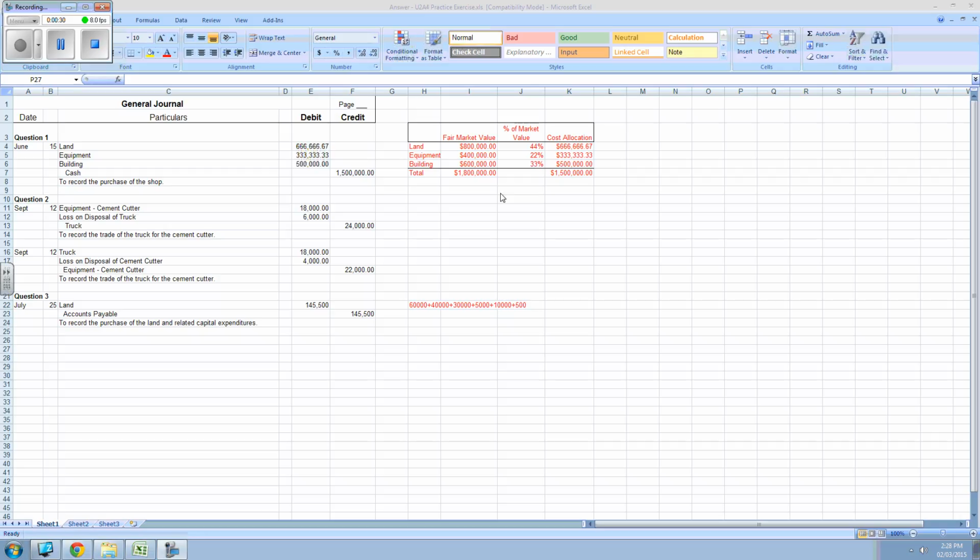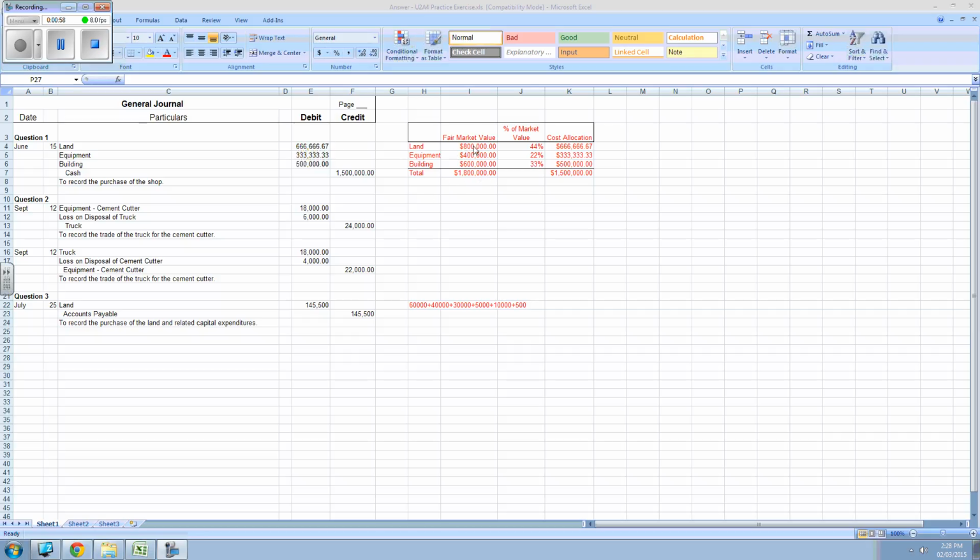The fair market value of the land was $800,000, the equipment $400,000, and the building $600,000. It says calculate the cost allocation for this basket purchase based on the fair market values given. So the first step in order to do this journal entry is to add up the fair market value of all of the assets that you purchased. Figure out what each of these are as a percentage of the fair market value.